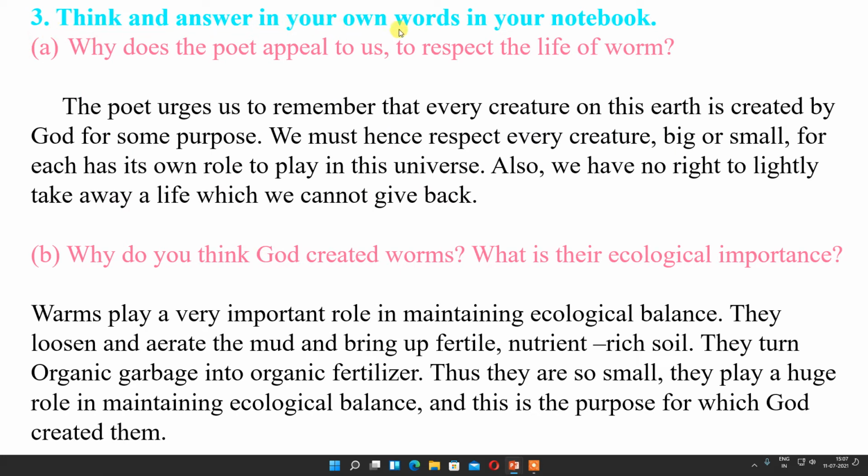Next, question number 3. Think and answer in your own words in your notebook. 1. That is A. Why does the poet appeal to us to respect the life of the worm? The poet urges us to remember that every creature on this earth is created by God for some purpose. That means every life has some purpose. We must hence respect every creature, big or small, for each has its own role to play in this universe.